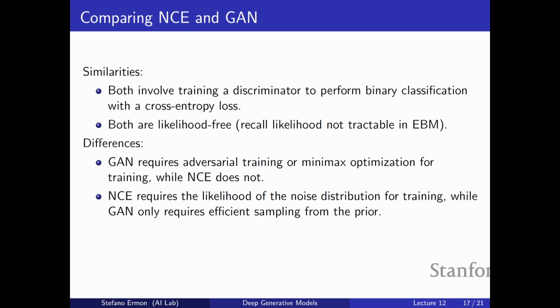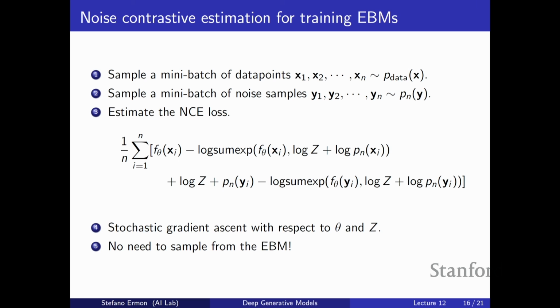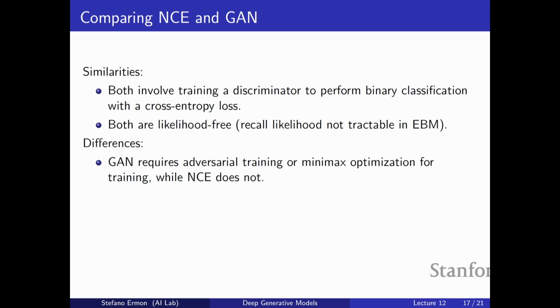A slight difference is that in noise contrastive estimation, you need to be able to evaluate the likelihoods of the contrastive samples that you generate from the noise distribution, while in a GAN, you just need to be able to sample from the generator. So if you look at the loss here, when we generate from PN, from the noise distribution, we also need to be able to evaluate how likely these noisy samples are. In a GAN, you don't have to, you just need to be able to generate them fast. So that's slightly different.